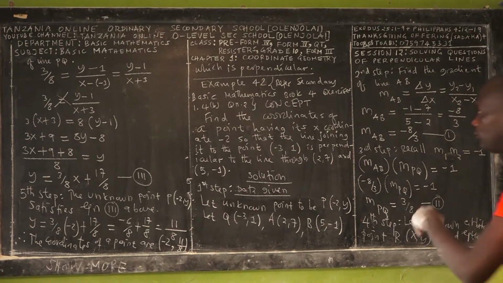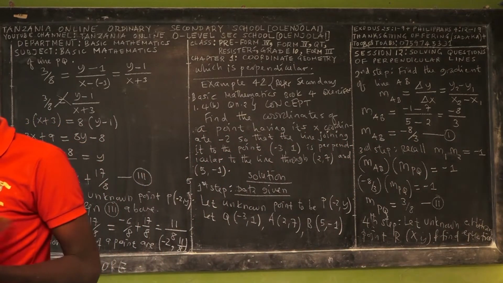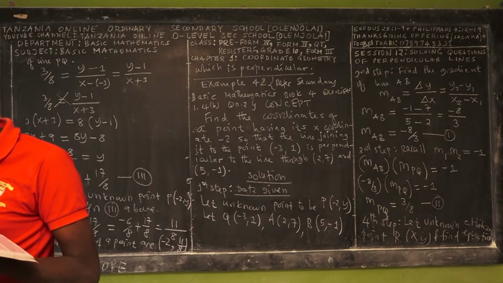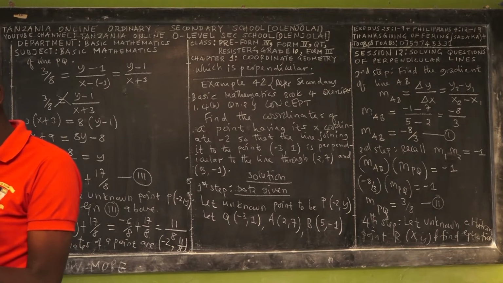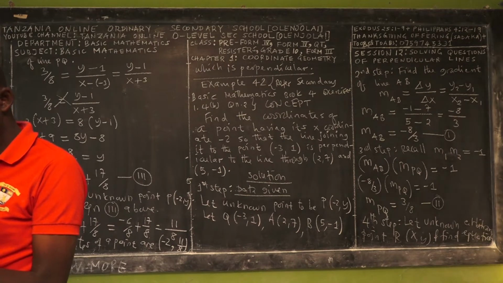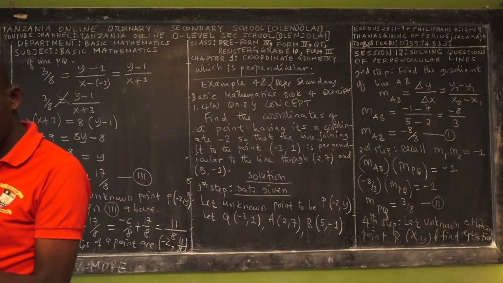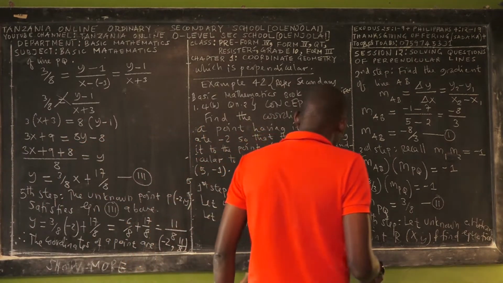Okay, so example 42. Let me help you to solve question 5, which you have a responsibility of finding the perpendicular bisector.